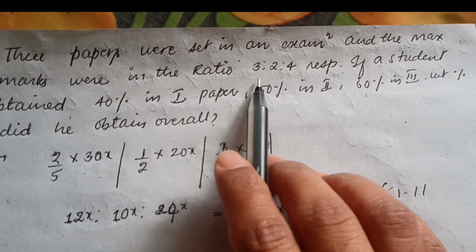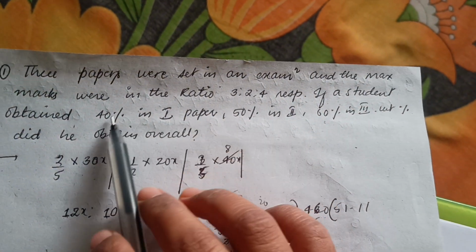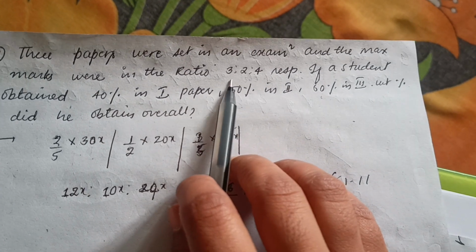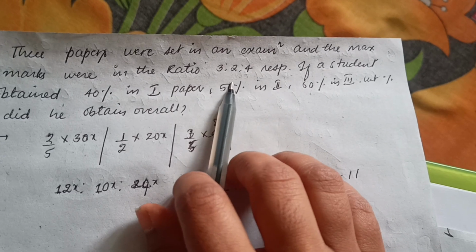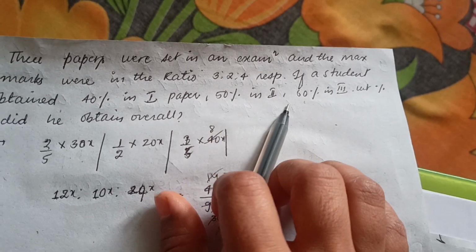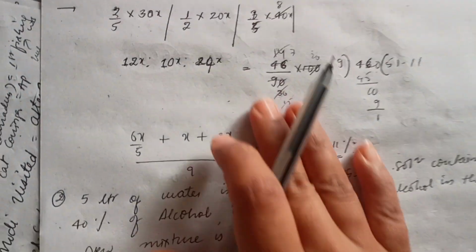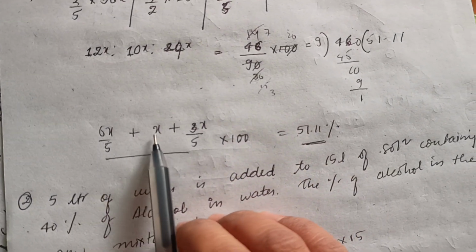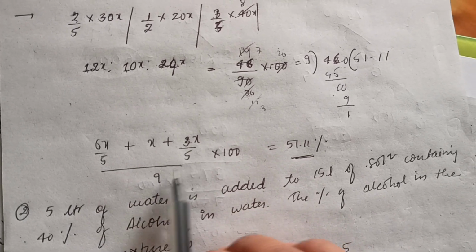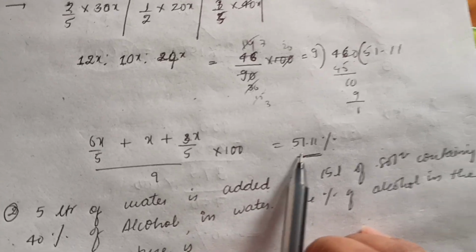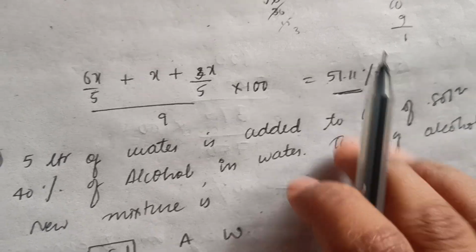In the question they had given the ratios, that is 3:2:4. So if in the first paper it is 40%, that means 2/5 of 3x, and in the second paper it is half, that means 2x/2, it will be x. Then in the third paper he scores 60%, that means 3/5 of 4x. Okay, so then we will get 6x/5 plus x plus 12x/5 divided by the whole, that is 9x, into 100. So in total we will get 51.11%. So this is the overall percentage of the person.